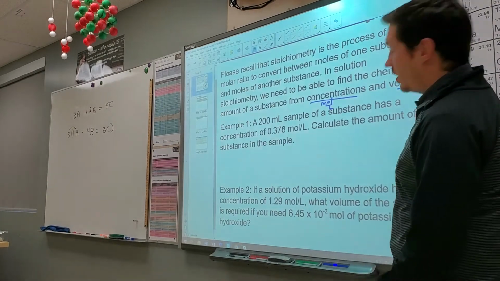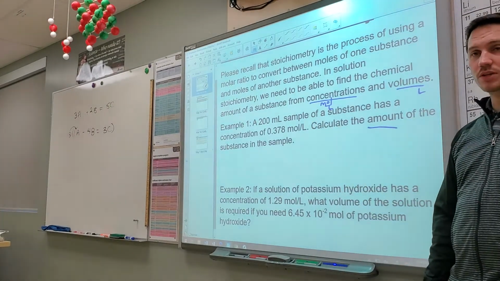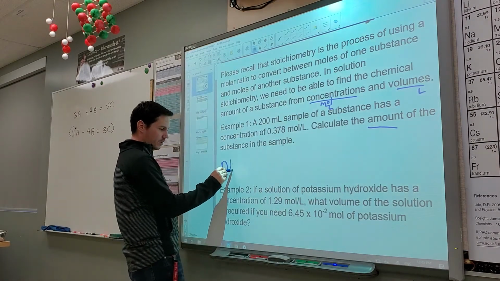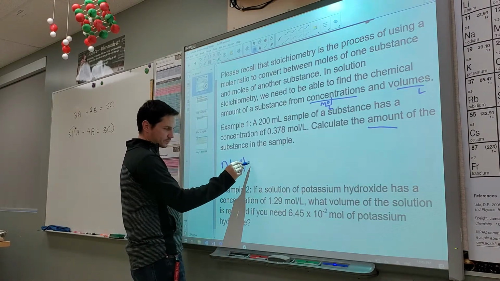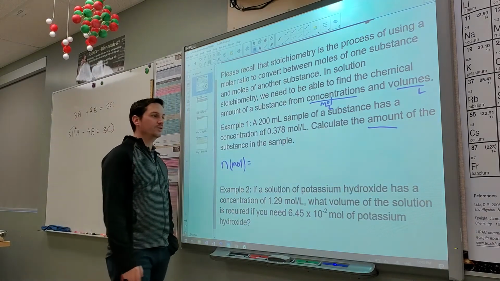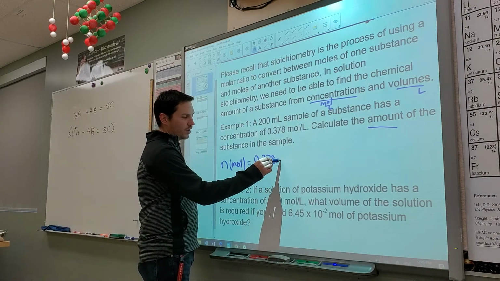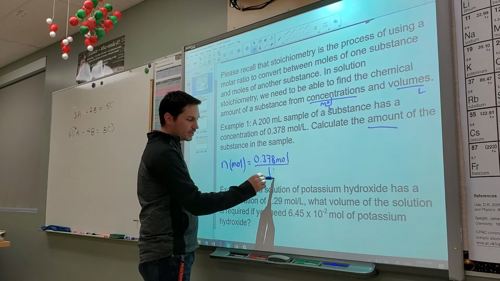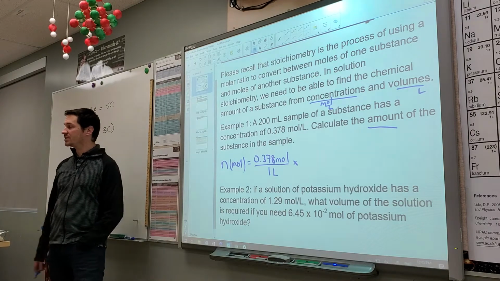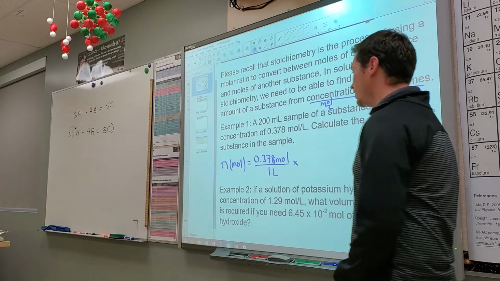So what I'm curious about is, calculate the amount. What does amount mean? What unit is that? Moles. So we're looking for the number of moles. Do you see anything to do with moles here? Yes, you do. I see 0.378 moles in 1 liter. And can we cancel out the liters in any way, shape, or form? Yes. With what value?